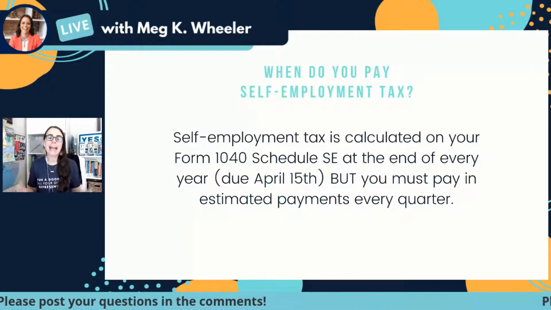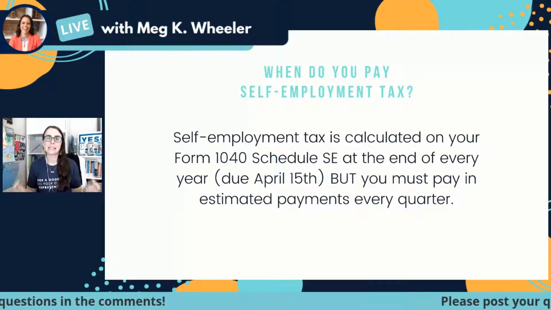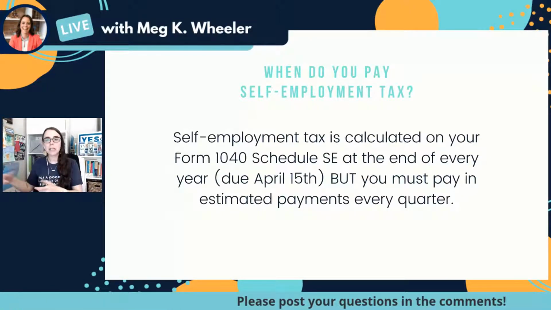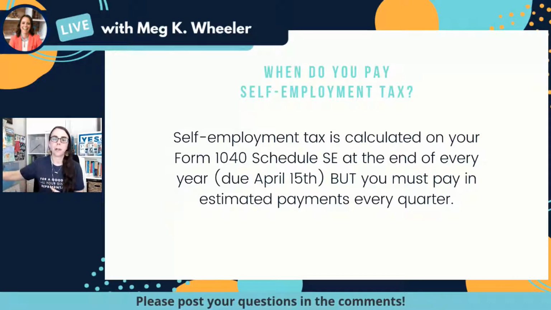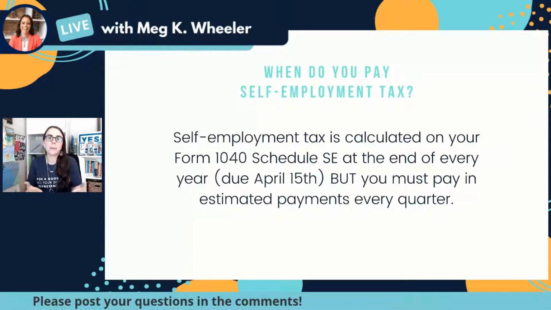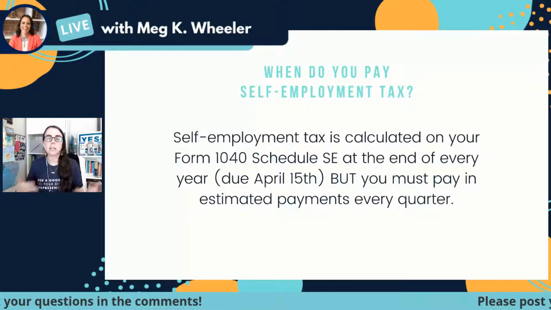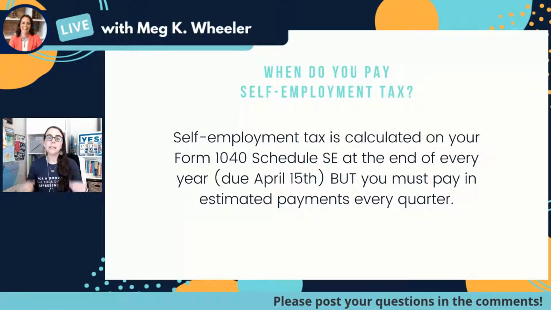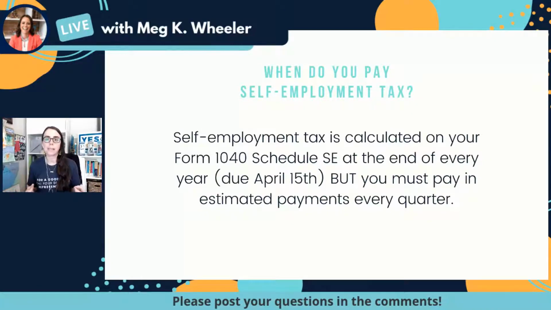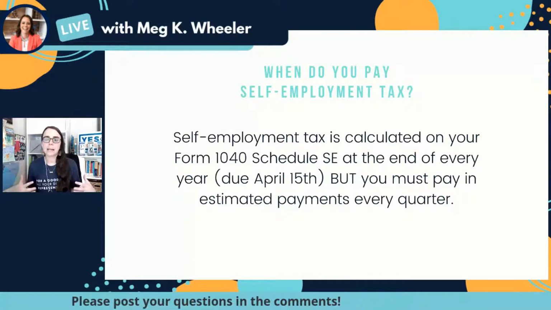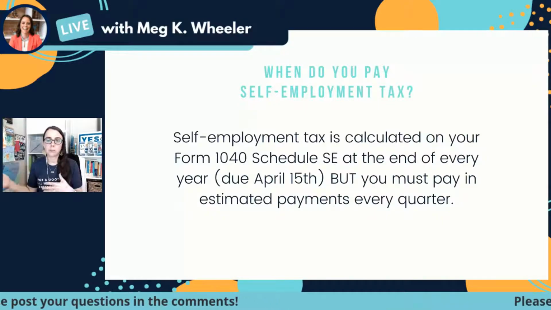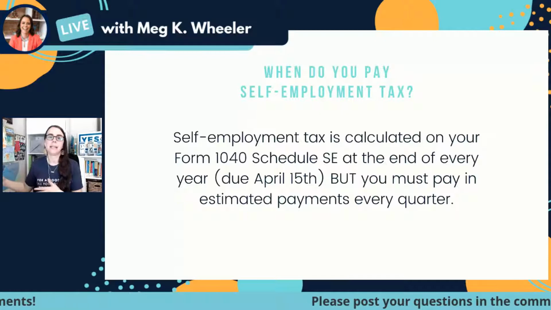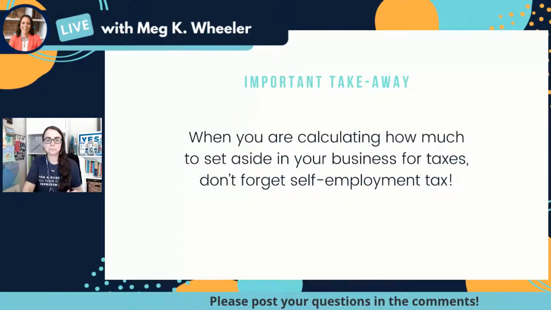You have to pay in estimated taxes every single quarter for self-employment tax. So even though the calculation and the forms and all that don't happen until the following April, you owe that self-employment tax every quarter, much like you owe income tax for your business or for any other income that you earn. So this is why we want to pay attention to the self-employment tax, because as we're setting tax money aside in our business to pay those quarterly estimated income taxes, we also have to set aside money to pay the self-employment taxes as well.